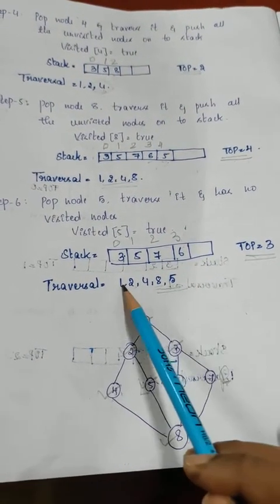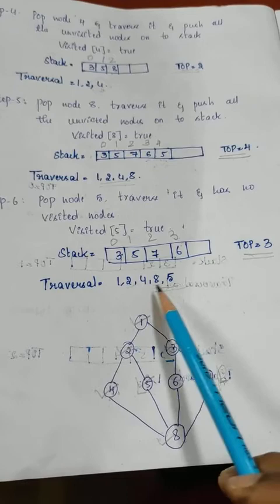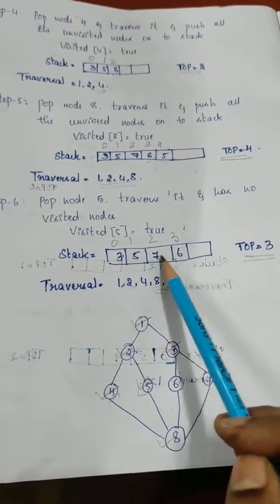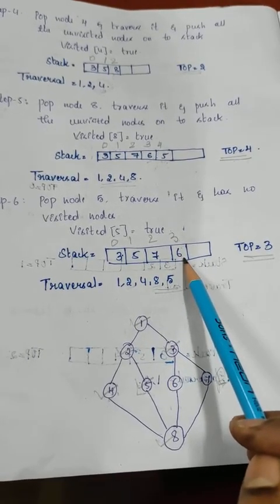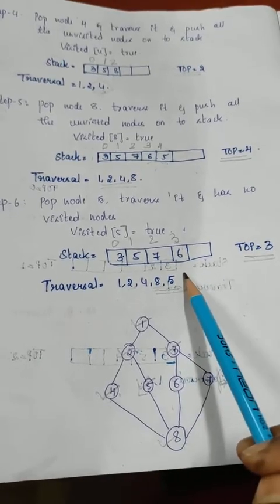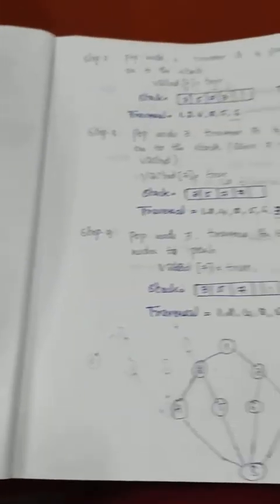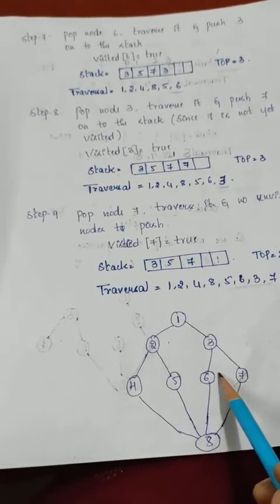It will come in the traversal as 1, 2, 4, 8, 5. Next, which is my top position now? My top position is 3 and I want to pop the 6th element. Again, I have written it in the graph, students.